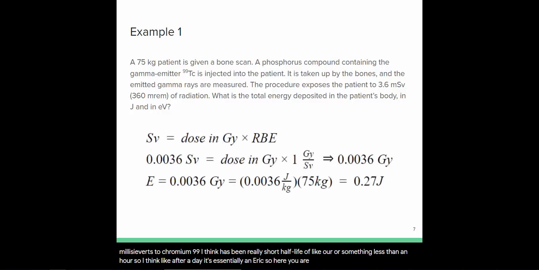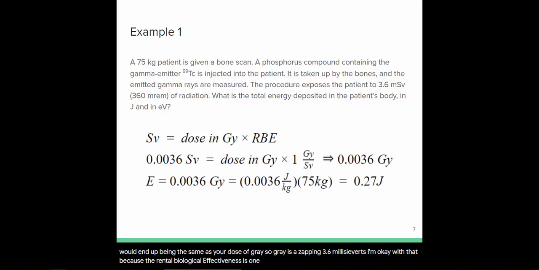So here you take your sieverts. Remember, sieverts is your dose in gray times your relative biological effectiveness. In this case, your relative biological effectiveness is 1, because it says gamma rays, right? So the number of sieverts is 3.6 millisieverts, so that would end up being the same as your dose in gray. So gray ends up being 3.6 millisieverts. Everybody okay with that? Because the relative biological effectiveness is 1.